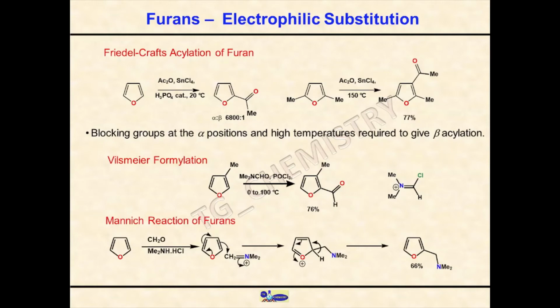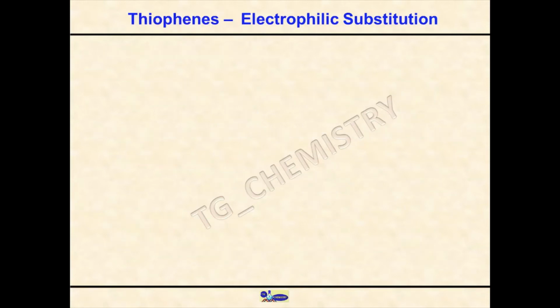Another electrophilic substitution of furan is the Mannich reaction, where the furan undergoes reaction with formaldehyde in the presence of dimethylamine, and eventually that ends up with the Mannich product in 66% yield. Now we will talk about thiophene electrophilic substitution reactions.